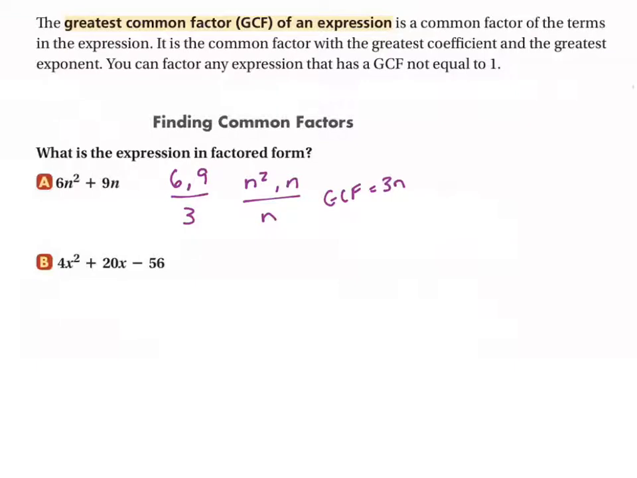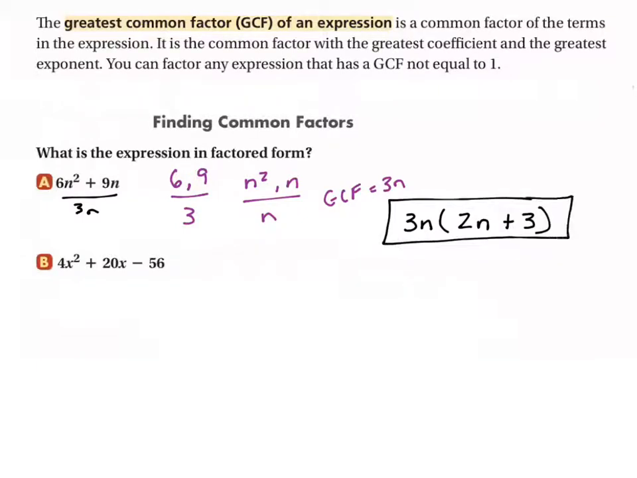So when I go to factor this, I'm going to have 3n, and then inside my parentheses I want everything that remains. So I'm going to take this 3n and divide all of these items by that. So 6 divided by 3 is 2. N squared divided by n, essentially with a variable you subtract the exponents, and so that becomes n to the first. 9 divided by 3 is 3, and then the n's would cancel. So this becomes our factored form: 3n times 2n plus 3.